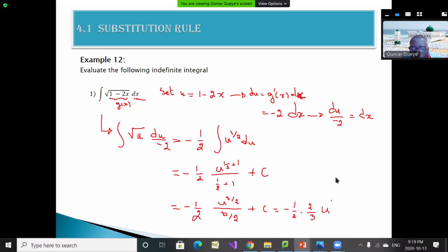U to the power 3 over 2, plus now the constant c. Okay, now you simplify by 2 and you will get negative 1 over 3 now.